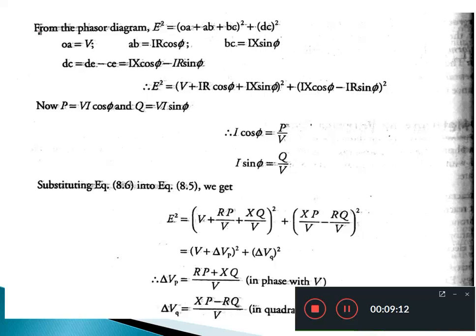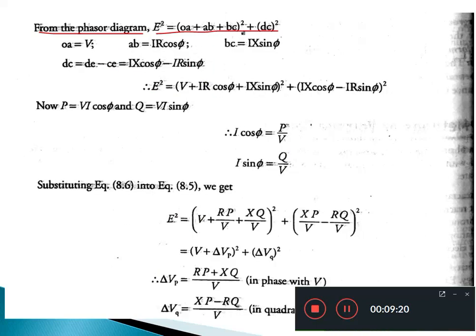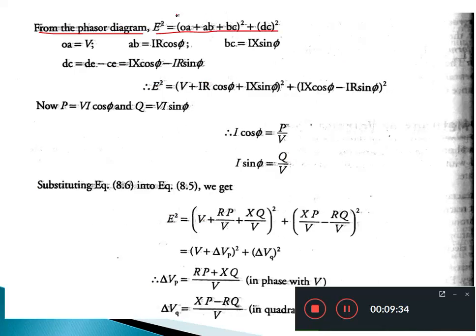First, from the phasor diagram, we know that E squared equals OA plus AB plus BC. Consider the total distance, and apply the Pythagoras theorem. This whole term is considered as A, this is B, that is the total distance covered by this triangle. Apply the Pythagoras theorem and you write these equations, where OA is nothing but V, AB is equal to IR cos phi, and BC is equal to I into X sin phi.